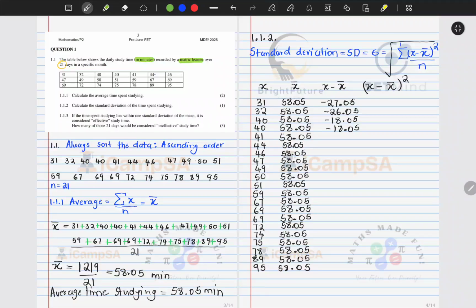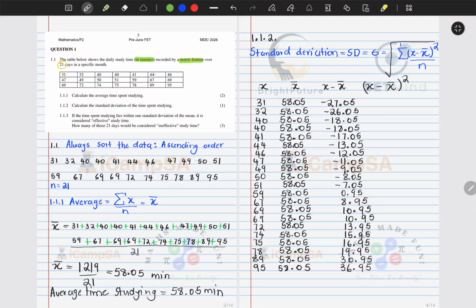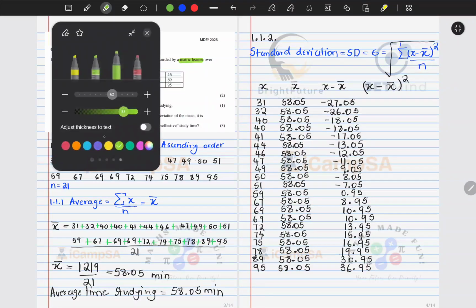We're at 41, so that's just one less, it becomes negative 17.05, okay? Then we go to the next one, which is 44, so that should be 3 less, so you're getting negative 13.05. I'll continue and populate the rest. So this is all the differences that we have done. And then what is next would be for you.